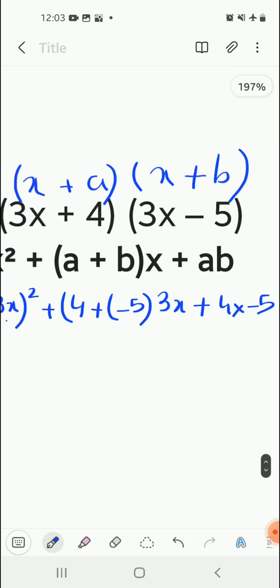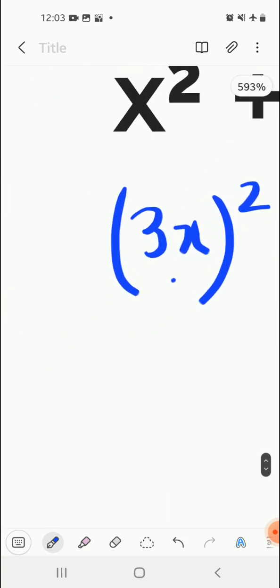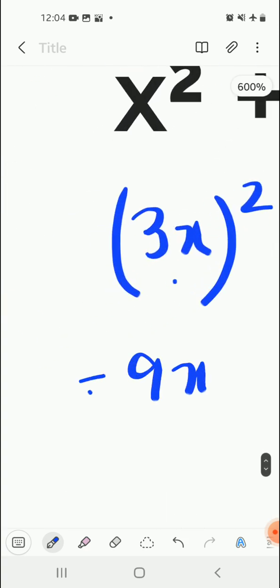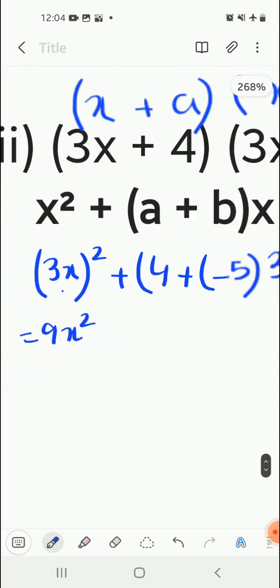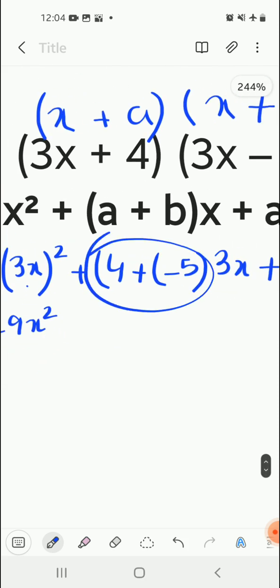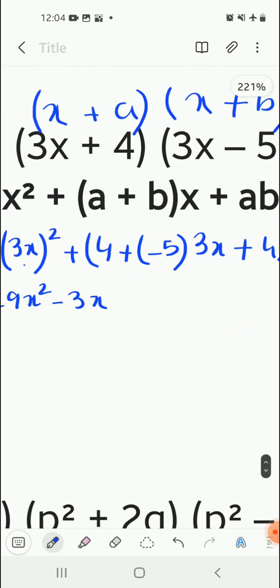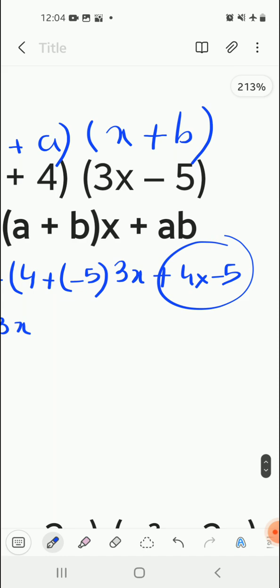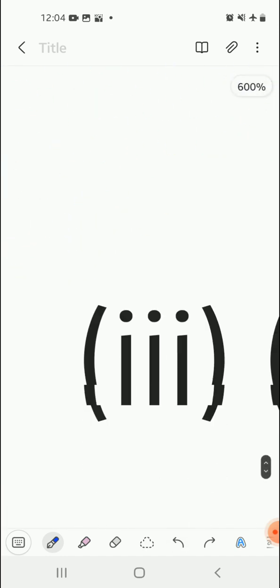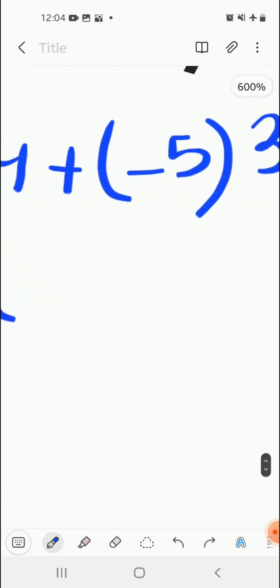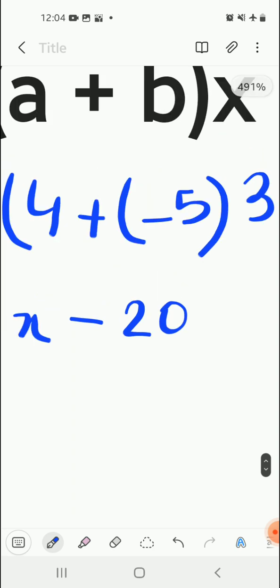Let's solve this. 3x whole square will be 9x square. Here plus 4 and minus 5 would be minus 1, into 3x would be minus 3x. And finally plus 4 into minus 5 would be minus 20. So we are going to simply write minus 20.